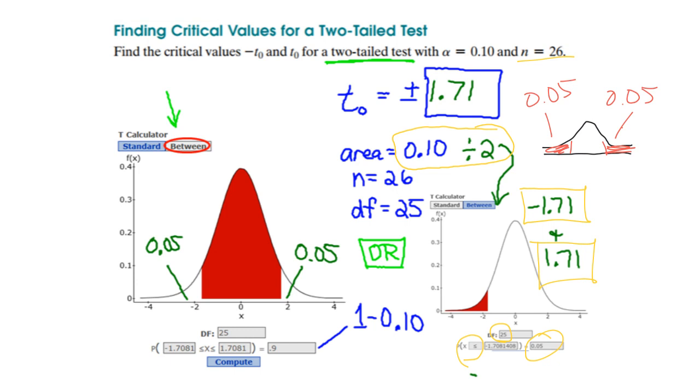Now the other way you could do it is do a between. The problem is if you do between, you're going to get this area in the middle. And so we would have to actually use 90%, not 10%. You'd have to take 1 minus, or 100% minus.